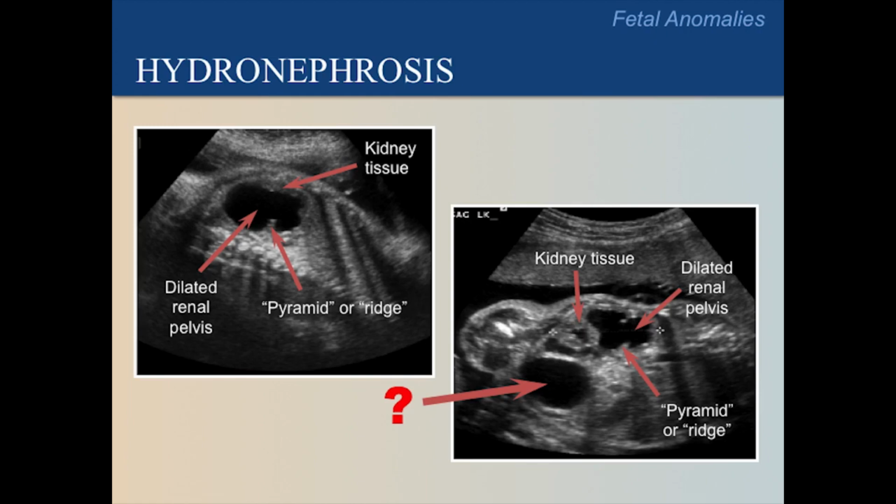Now notice that there is another fluid-filled structure in the right image. Can you guess what it is? Please pause the video now to discuss in the group. The answer is that this is the bladder. Notice the smooth contour of the bladder and the lack of pyramids or ridges that we see in the dilated kidney.